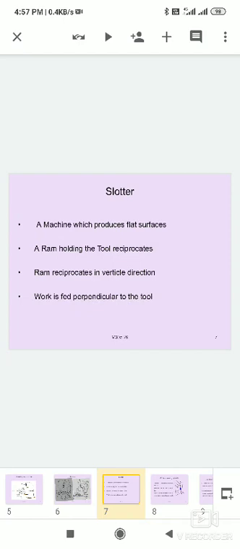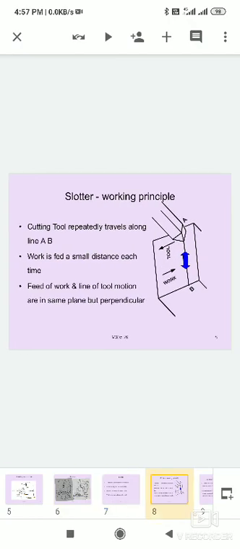A ram holding the tool reciprocates. Ram reciprocates in the vertical direction. Work is fed perpendicular to the tool. This slotter machine working principle: the cutting tool repeatedly travels along line A to B, that is, the vertical direction. The cutting tool means the ram. The ram is also connected to the tool head, and the tool head is connected to the ram. Then the ram is moved from downwards to upwards and upwards to downwards. It is a reciprocating movement in the vertical direction.